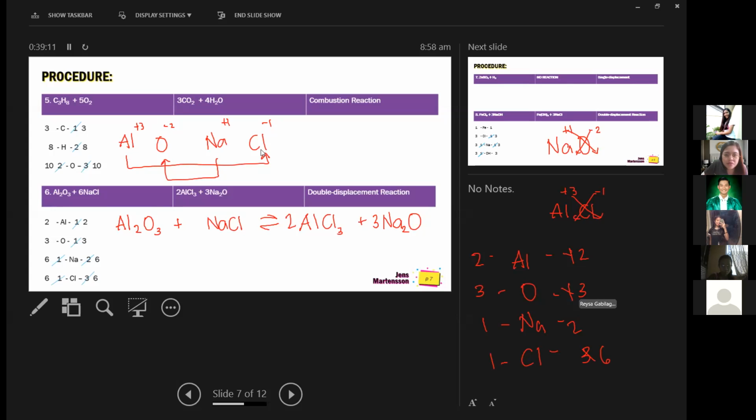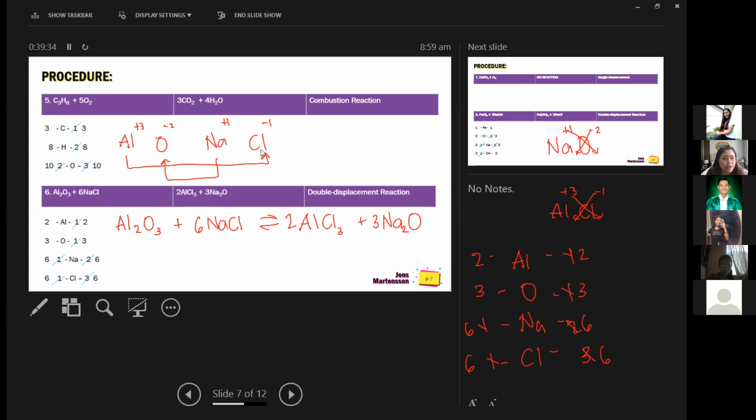Pero kasama niya si sodium, so 3 times 2, sodium will become 6. So on the other side, I'll place 6 here, so that sodium will become 6 also. And since kasama niya si chlorine, chlorine will also become 6, and this is already balanced. So yes, tama yung answer ng ating reporters.